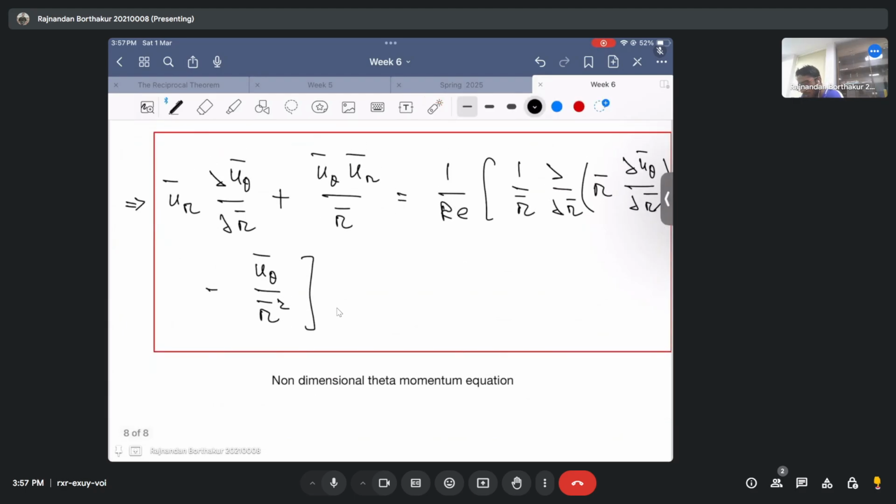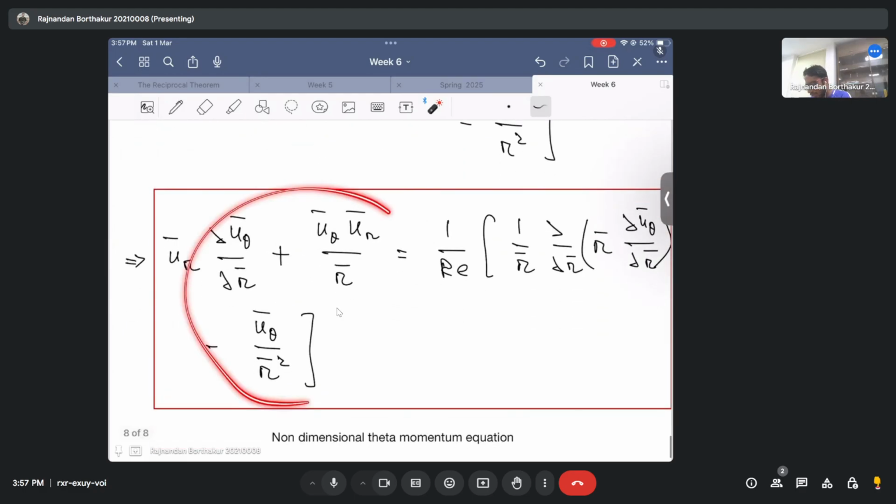All right, so we are not done yet, right? Because we still need to find the solution for ur bar and u theta bar. But this is where we encounter a problem. We cannot directly solve this equation for u theta because ur is unknown. That is the number one problem.